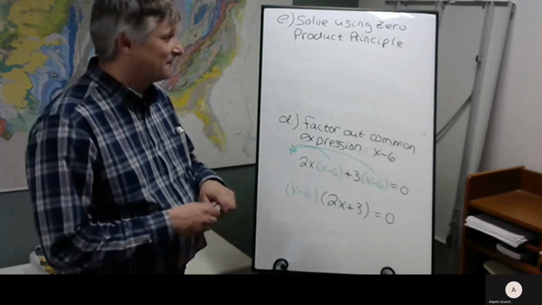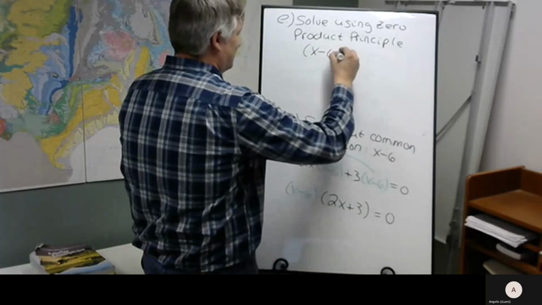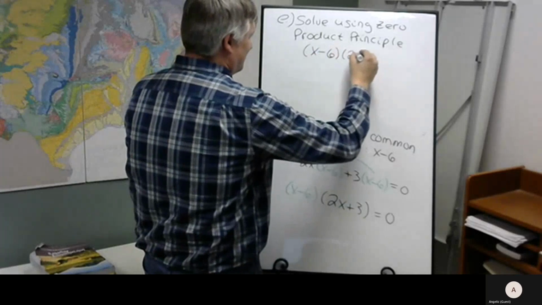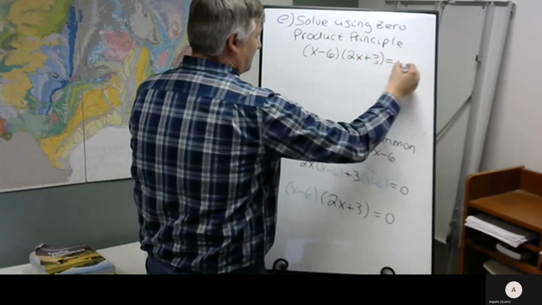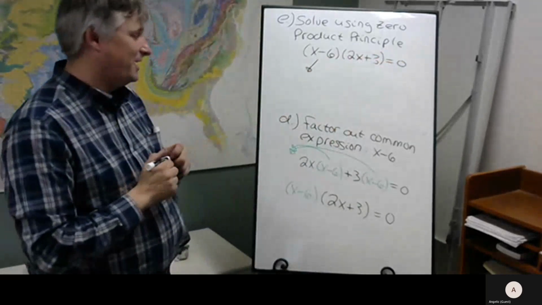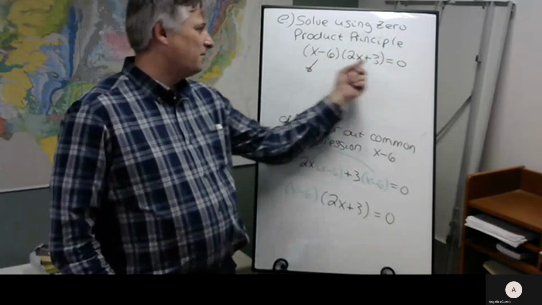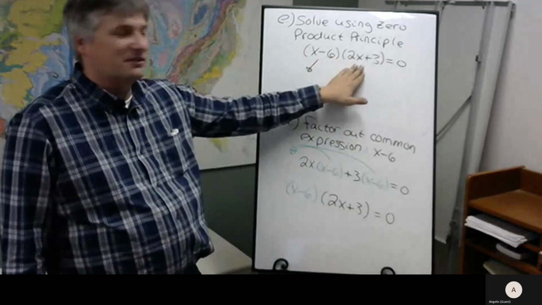So the last thing, the zero product principle says, if this whole thing is equal to 0, then this has got to be 0 or this has got to be 0.